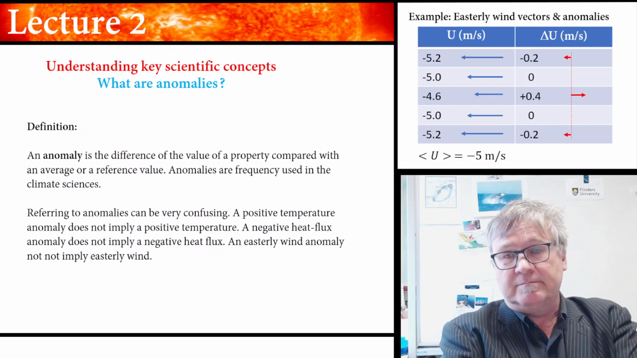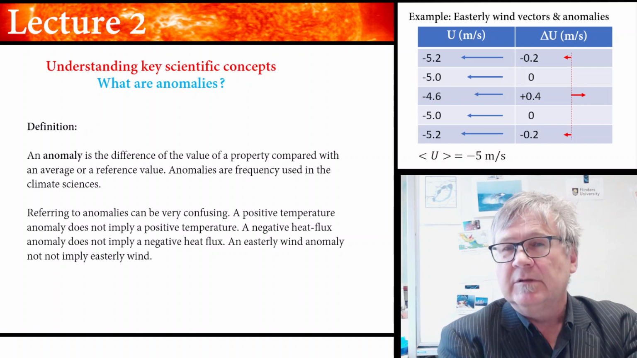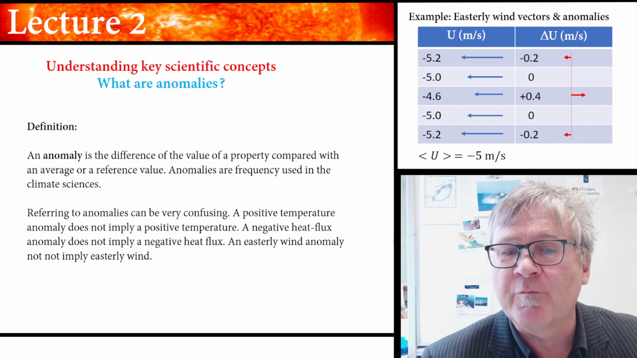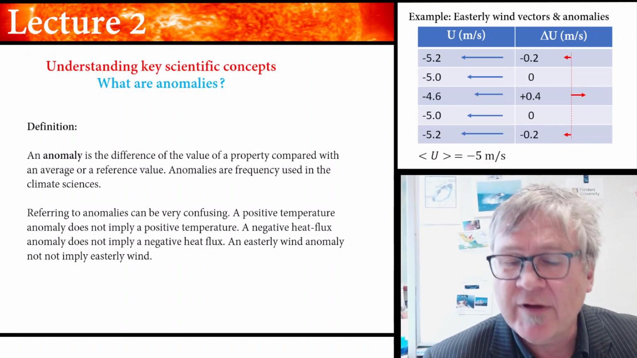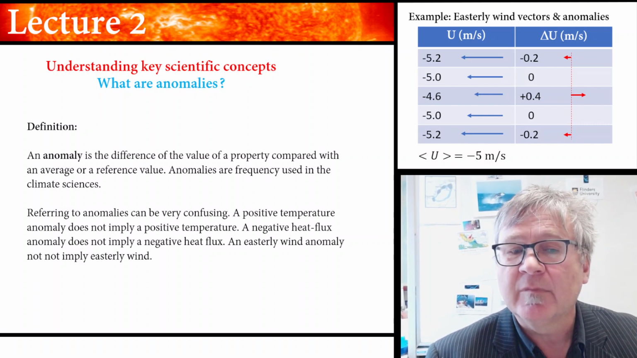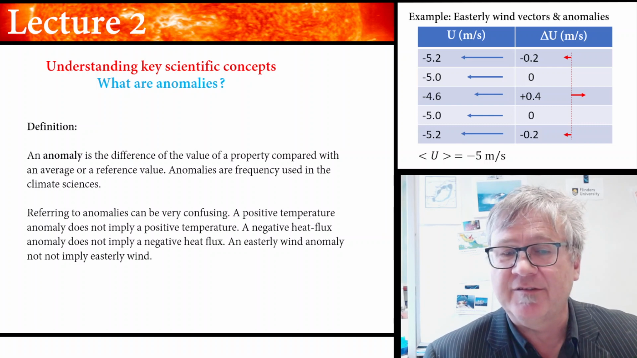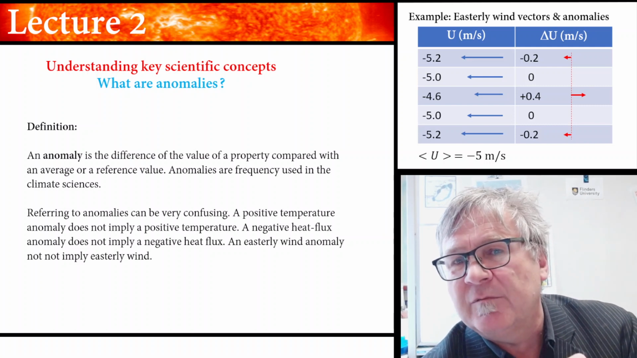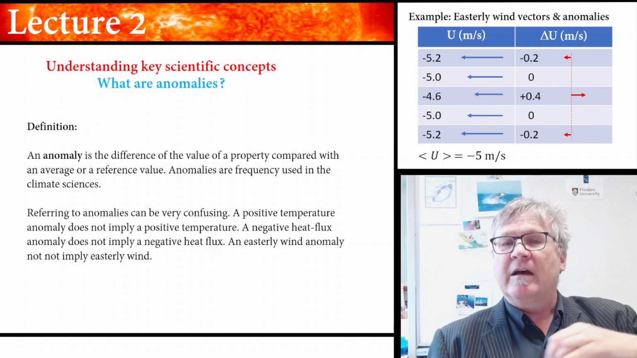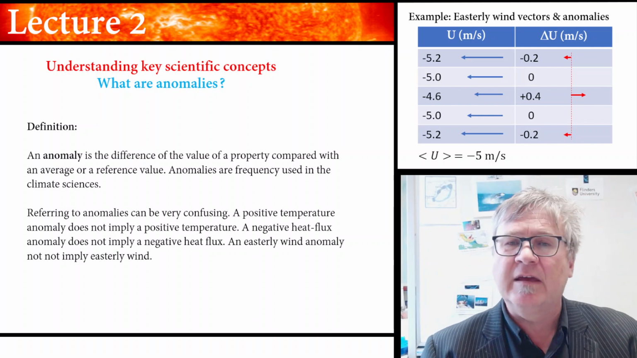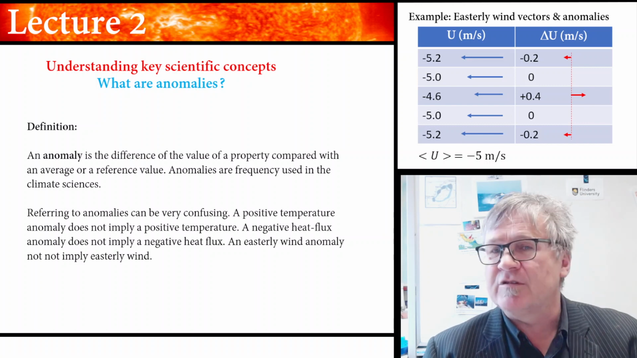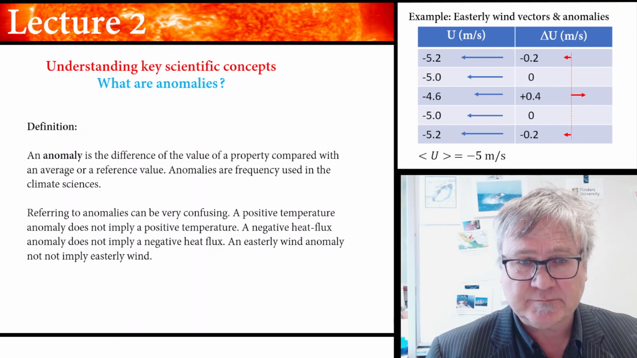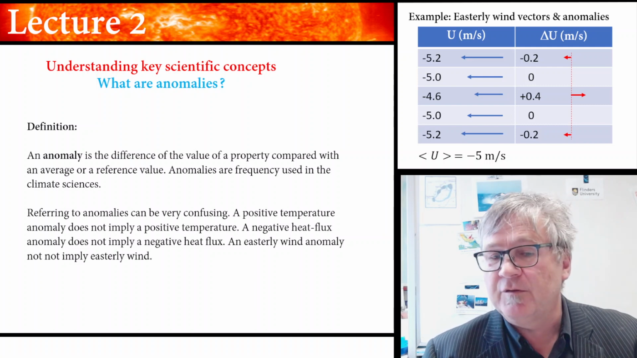So now the last bit: what are anomalies? Anomalies are really tricky. An anomaly is a difference of a value of a property compared with an average or a reference value. Anomalies are frequently used in the climate sciences. Temperature anomalies are often referred to a reference value. So, for example, if it was 20 degrees yesterday and today is 21 degrees, and you use a reference of 20 degrees Celsius, then today the temperature anomaly is 1 degree. Hooray. But referring to anomalies can be very confusing.